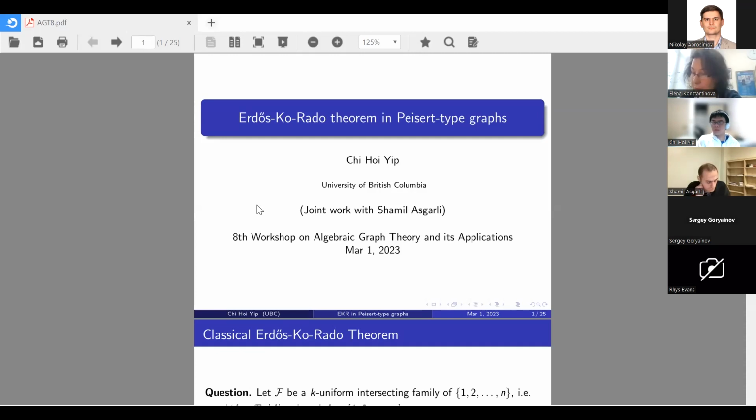And then there will also be 2 talks on some bounds for polar and affine polar graphs. This talk will be given by Reese Evans, and one more talk will be given by Jack Cullen. It will be a talk about so-called regular graphs, so it is something interesting for us. And we start with the first talk on Peisert type graphs, which will be given by Hoi Yip.